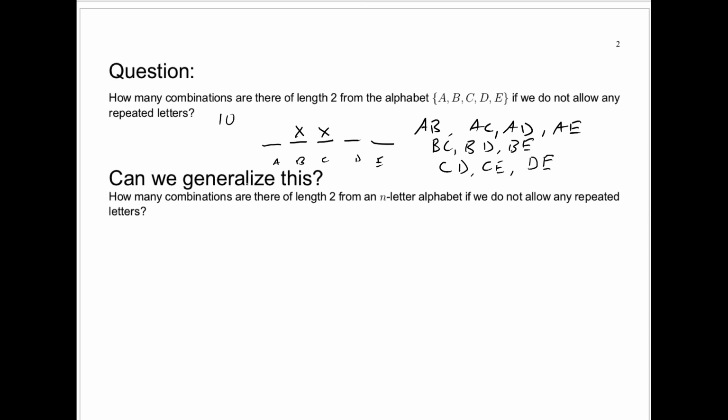Well, we ask the question, how many combinations are there of length 2 from a 5-letter alphabet? Can we answer the question, how many combinations are there of length 2 from an n-letter alphabet, if we do not allow any repeated letters? So instead of a 5-letter alphabet, we might have a 7-letter alphabet, or a 12-letter alphabet, or a 122-letter alphabet, any number n.